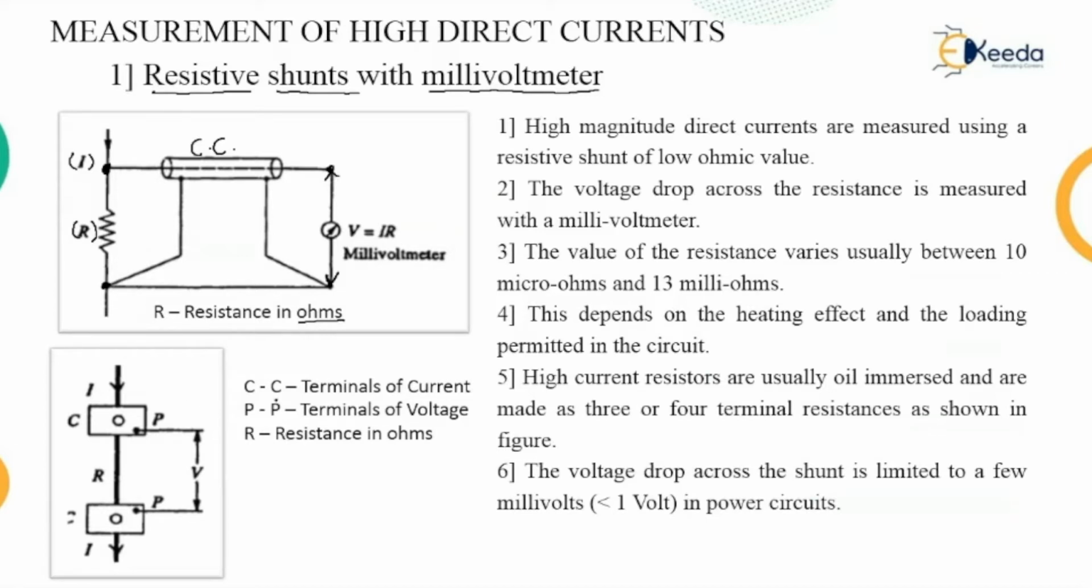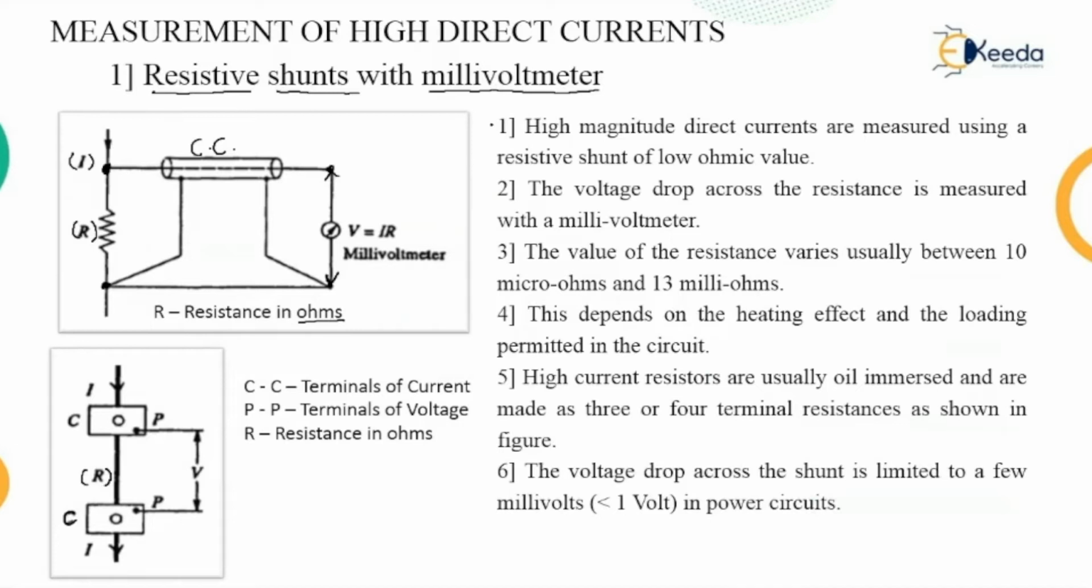In another figure you can see two terminals shown, C, C. That indicates the terminals for current. Then here we have P, P. That indicates the terminals for voltage, meaning across which we are getting the voltage. And that voltage is measured across the resistance, which is in ohms.